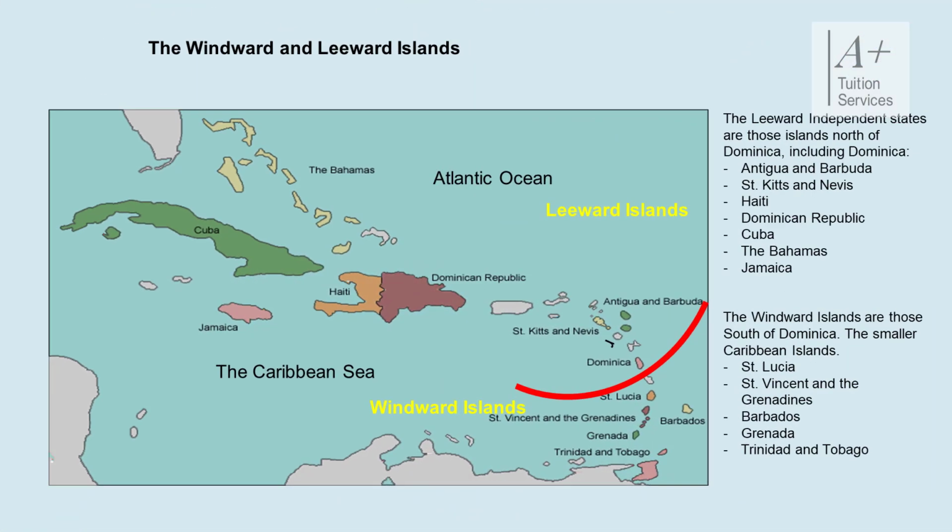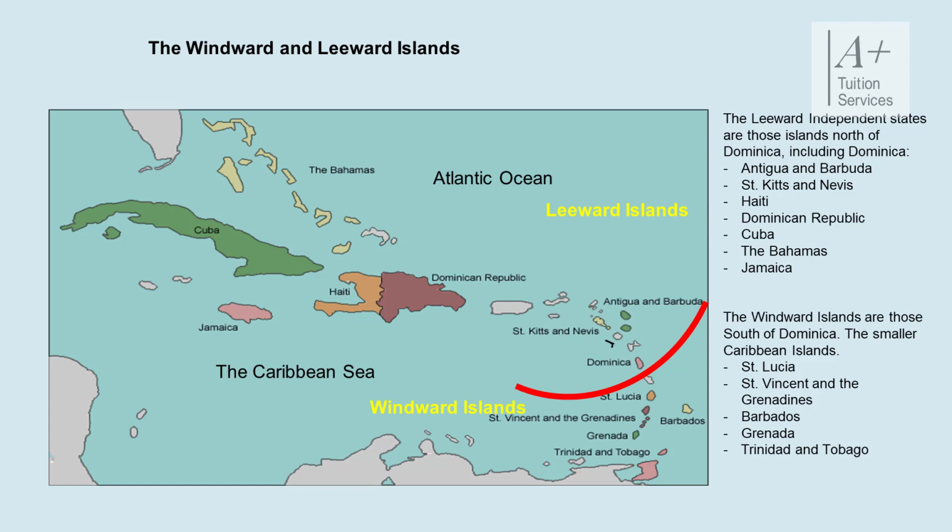On your slide on the screen now, we will explore the Windward and Leeward Islands. So the Leeward independent states are those islands north of Dominica, including Dominica. Okay? So the Leeward states are Dominica, St. Kitts and Nevis, Antigua and Barbuda, the Dominican Republic, Haiti, Cuba, Jamaica, and the Bahamas. So those are the Leeward states. The Leeward states are the upper part of the Caribbean chain.